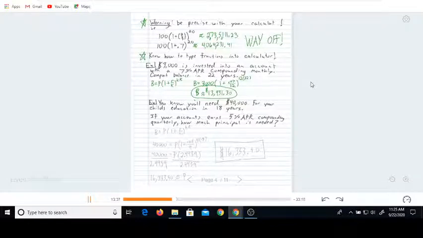Let's look at another example. Suppose you know you're going to need $40,000 for your kid's education in 18 years. If your account earns 5% APR, compounded quarterly, how much principal is needed? So, still the same compound interest formula. There you go, rewrite the formula there. This time we know we want the balance to be $40,000, but we don't know the principal, so we'll leave that as P. We know the interest rate is 5%. It's compounded quarterly, so K is 4. And it's going to be for 18 years.